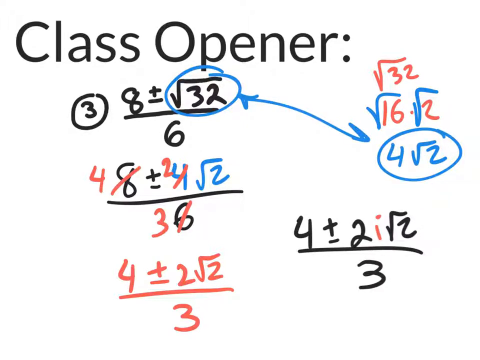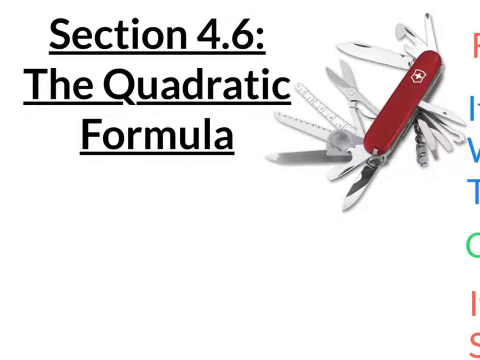Then you'd have to separate this fraction. Remember, you can't leave it as one item. Because there's an i, you have to separate the real from the imaginary. So you have to put the 3 on each of them and separate them. Just remember that. We've already done that in the past. If you have an i involved, you have to separate them. Okay? But we don't have an i involved on this one, so don't worry about it. Anyway, let's get to the actual lesson.